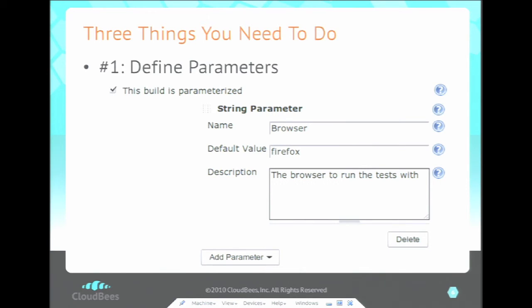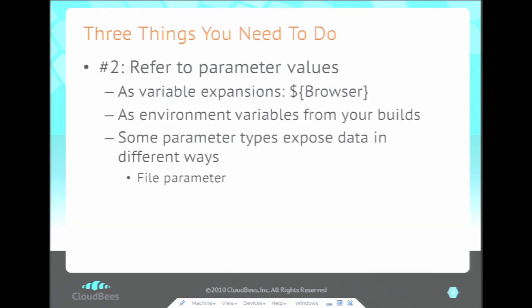In some extreme cases, for example, we have a parameter that allows you to list Subversion tags. So if you wanted to do some release operation on the tags that the developer team provided, you can very easily do this. That's the kind of extensibility that we get out of this. Once you define the parameter, the next step is to refer to the parameter values from within the build. We use the normal variable expansion syntax.